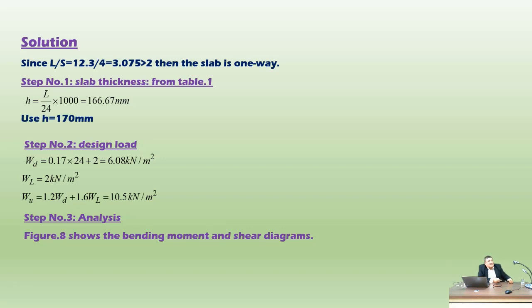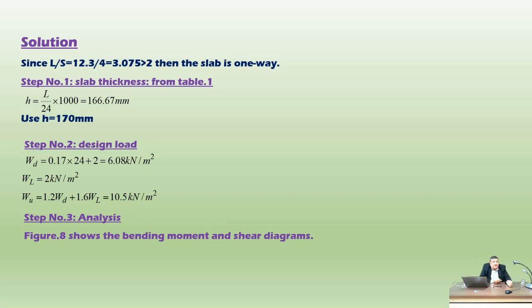Step number 1, slab thickness. From table number 1, h, the total thickness, equals L over 24 plus 1000, which equals 166.67 millimeter. Practically, we use h equal to 170 millimeter. This is the total thickness of the slab.